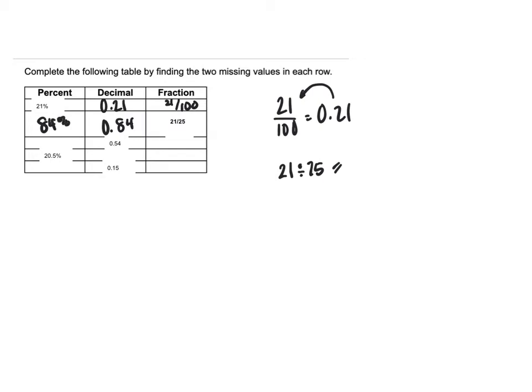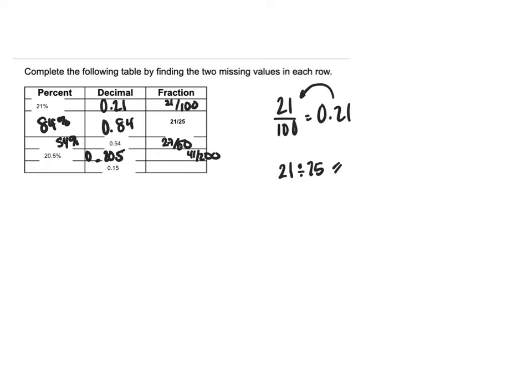Okay, the next one I have 0.54 as a percent. That would be 54% because I would be multiplying by 100. And 54% as a fraction is 27 over 50. 20.5% as a decimal. Again, remember to divide by 100. 0.205 is my answer. And that comes out as 41 over 200 as the fraction.